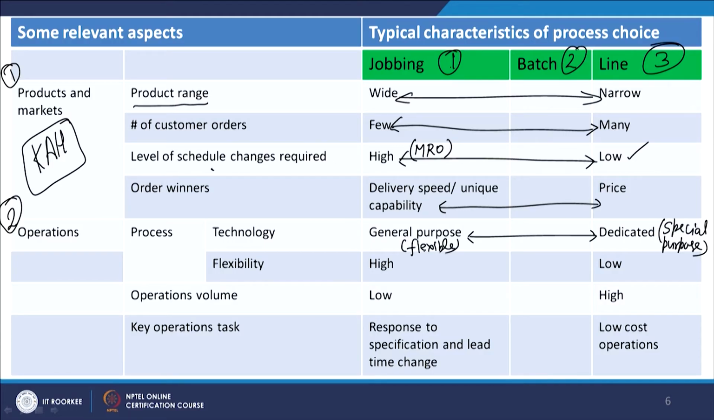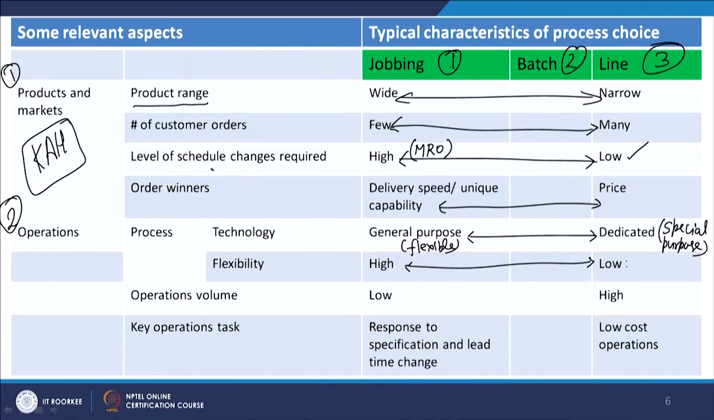So, whether you have flexible technology, and therefore, in the very next point, flexibility: because of general purpose you have high flexibility, and because of dedicated technology you have low flexibility. You can't change your processes very often in case of this low flexibility. Then operations volume, another important thing. Operations volume can also change from low to high. You have low volume of production, and here you have a very high volume of production.